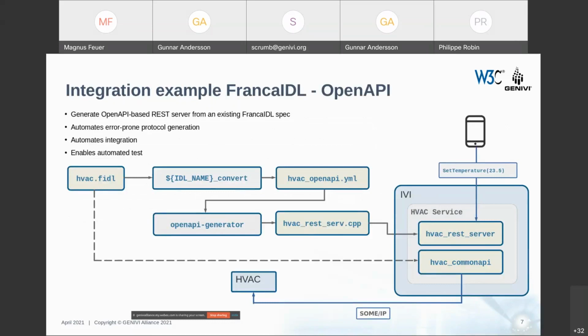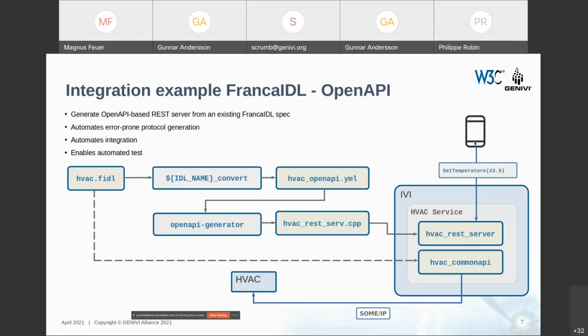And here is an example of how we can integrate OpenAPI. We take our dear old HVAC example because it's so easy to understand, and it's no proprietary information or anything. It's well understood. It's pretty much a common thing. So what we can do is take the HVAC Franca IDL file, use the converter in the second arrow, IDL name convert, to call it normalize, to convert it to an OpenAPI YAML file.